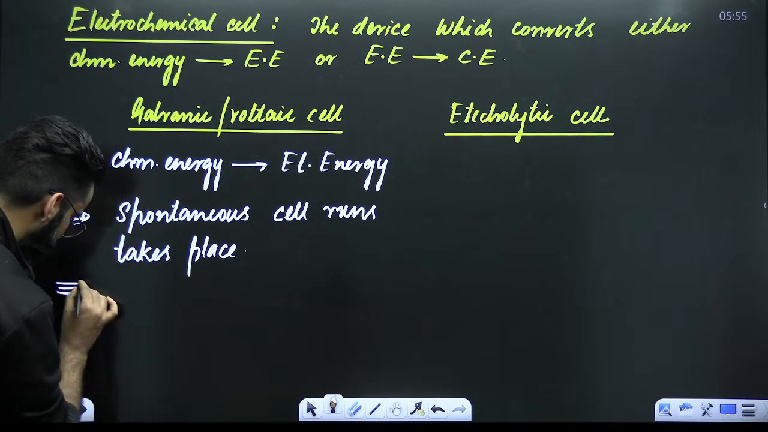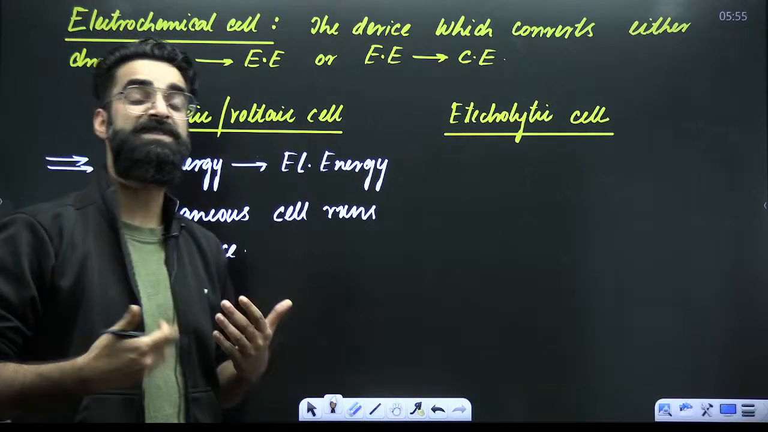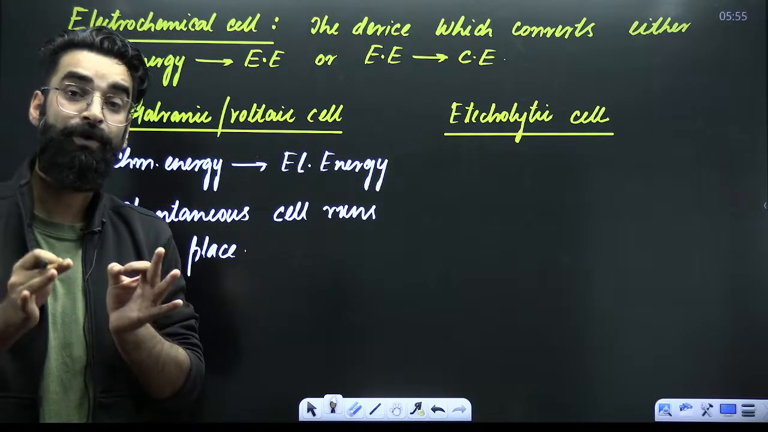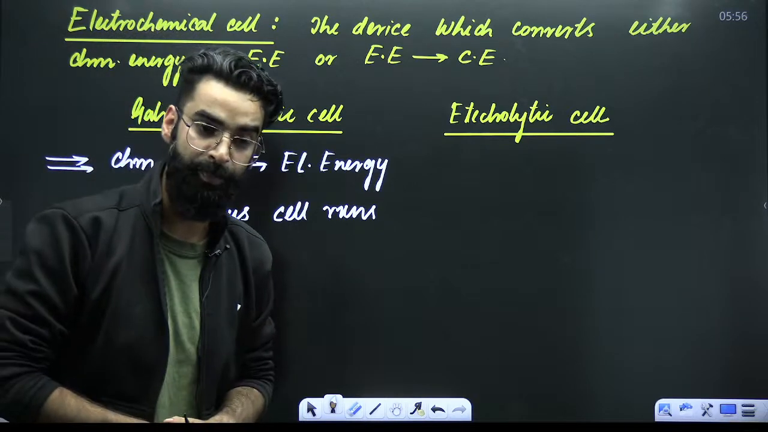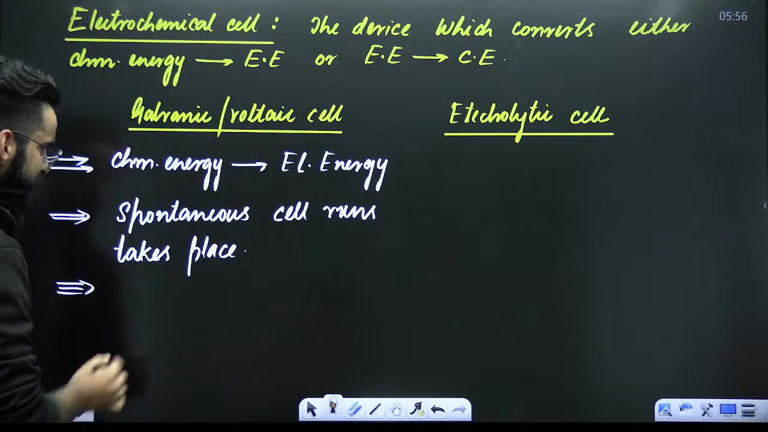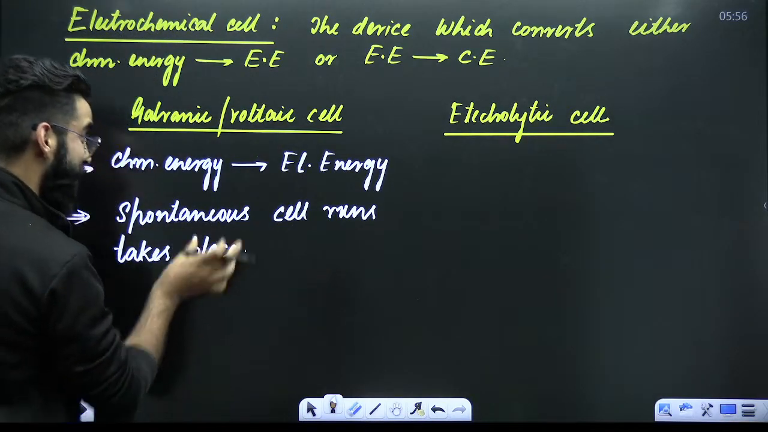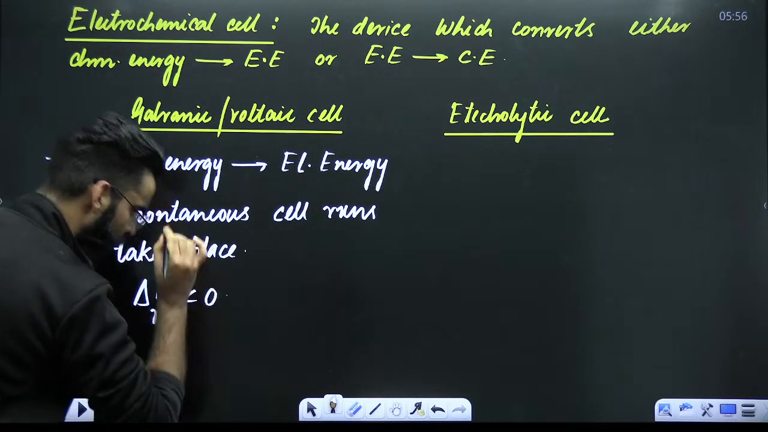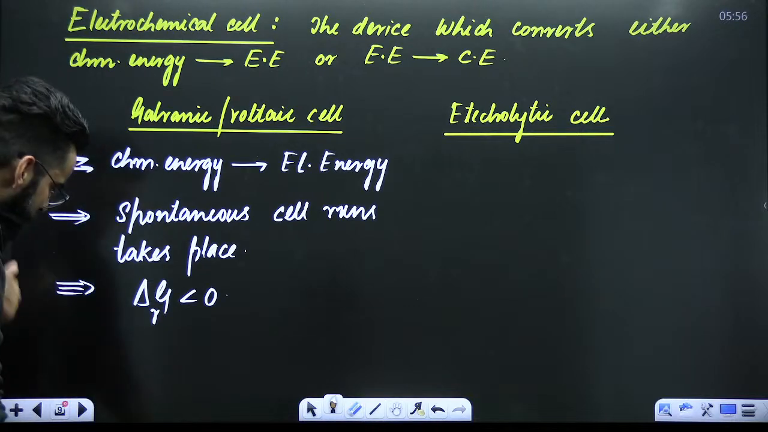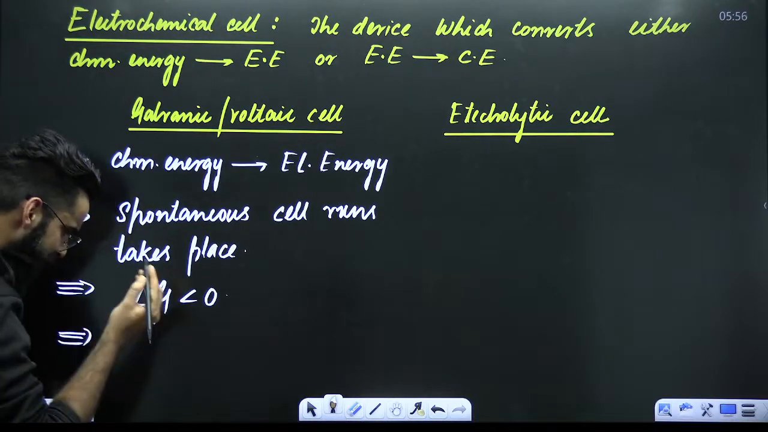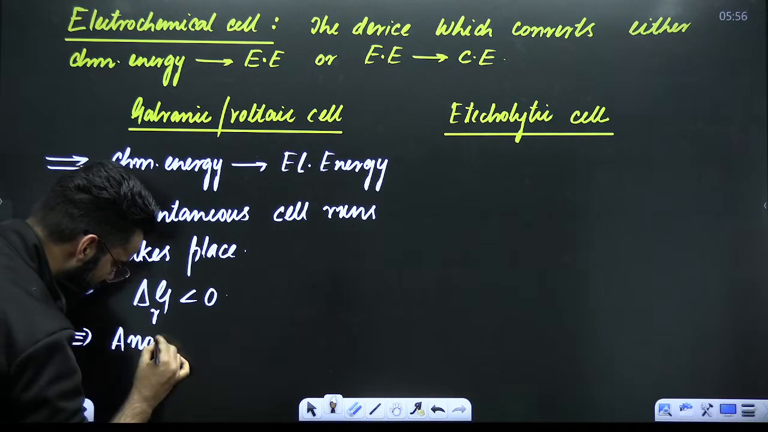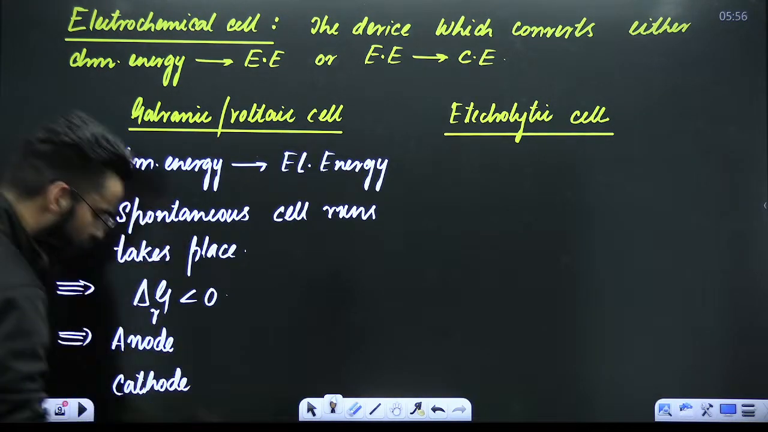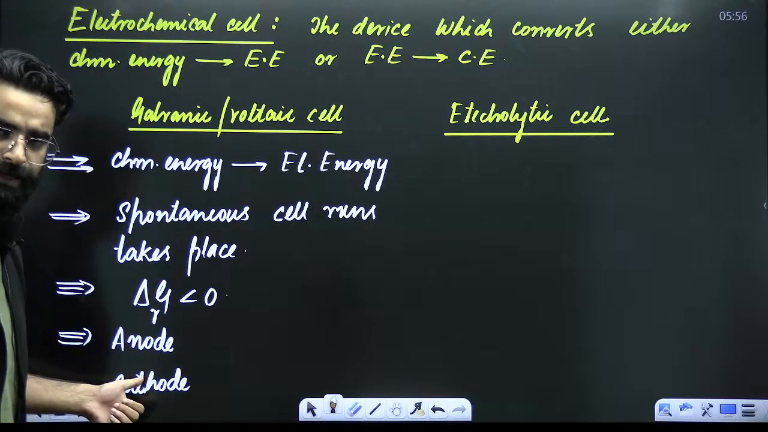Number three. For any process to be spontaneous, you must know that delta G for the system at constant pressure and temperature has to be negative. So if spontaneous cell reactions take place in the galvanic cell, its delta G for the reaction will be less than zero. And in this galvanic cell, I'll be using two electrodes. One I'll be calling anode, another one I'll be calling cathode.